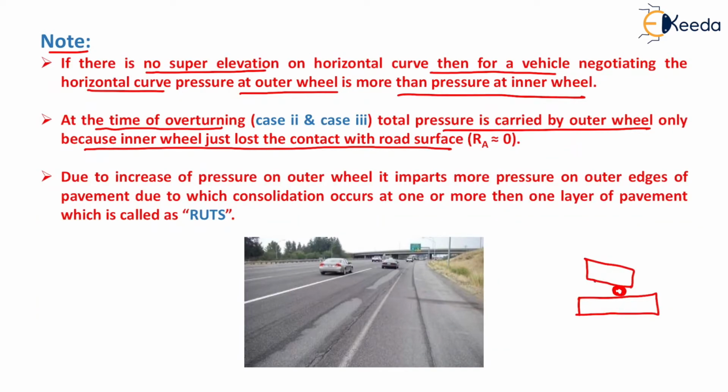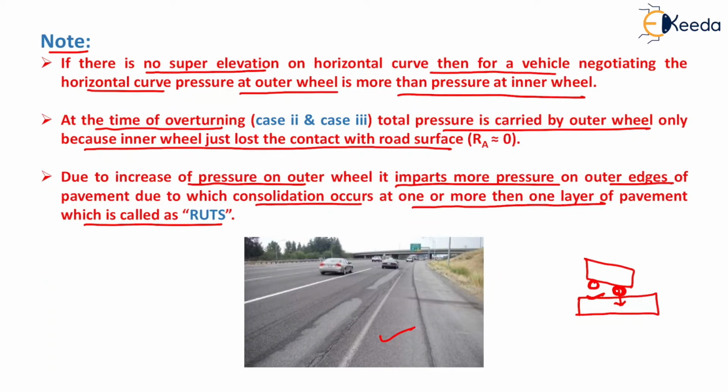So all the pressure is carried by the outer wheel only, because the inner wheel just lost the contact with the road. Now due to increase of pressure on the outer wheel, it imparts more pressure on the outer edges of the road. It means that due to the high pressure at the outer wheel, it imparts more pressure on the outer edges of the pavement, due to which consolidation occurs at one or more than one layer of the pavement, which is called ruts, which is shown here.